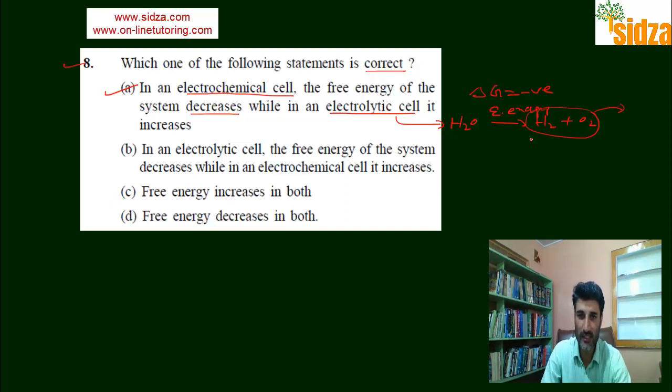In any electrolytic cell, wherever you see electrolysis, the electrical energy is being converted into chemical energy, which means the free energy of the system increases. That means the delta G is positive for the reaction. So option A is correct for the statement here.